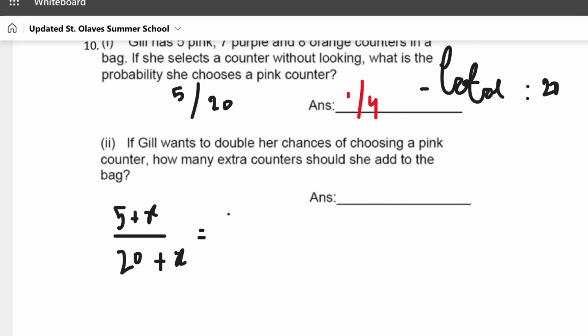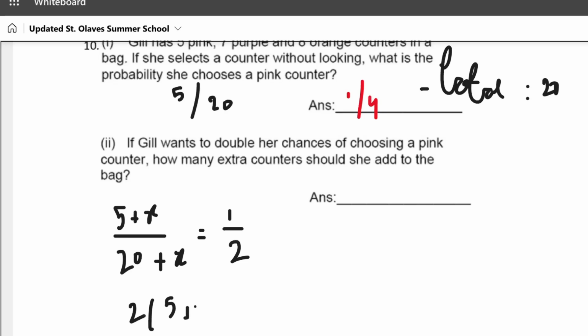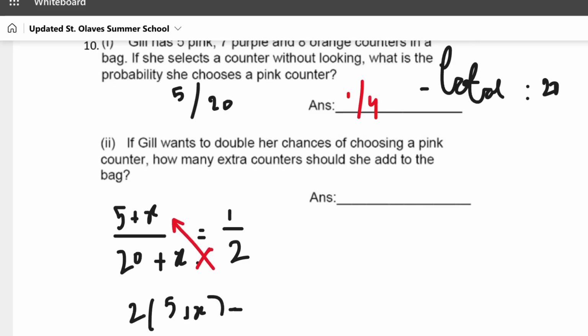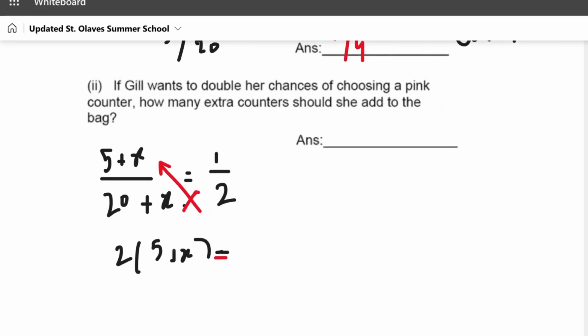So if she wants to double her chances, double 1/4 is going to be half. To find out what this X number of counters is, we're going to have to multiply out this fraction to 5 plus X is equal to, we're going to cross multiply. You can do that with a different color, like that. And then we end up with 20 plus X. Therefore, we get something that looks like 10 plus 2X is equal to 20 plus X.